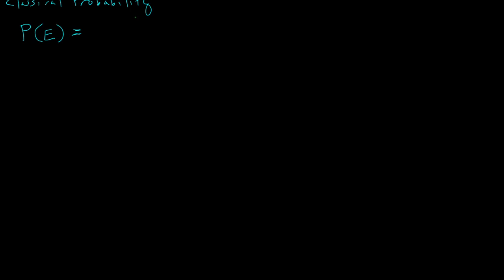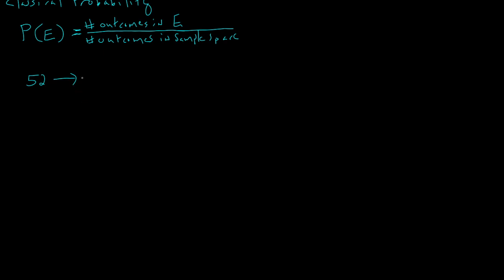And so in classical probability, it's the number of outcomes in the event divided by the number of outcomes in the sample space. So, for example, there are 52 cards in a deck of cards. That's the number of outcomes in my sample space.